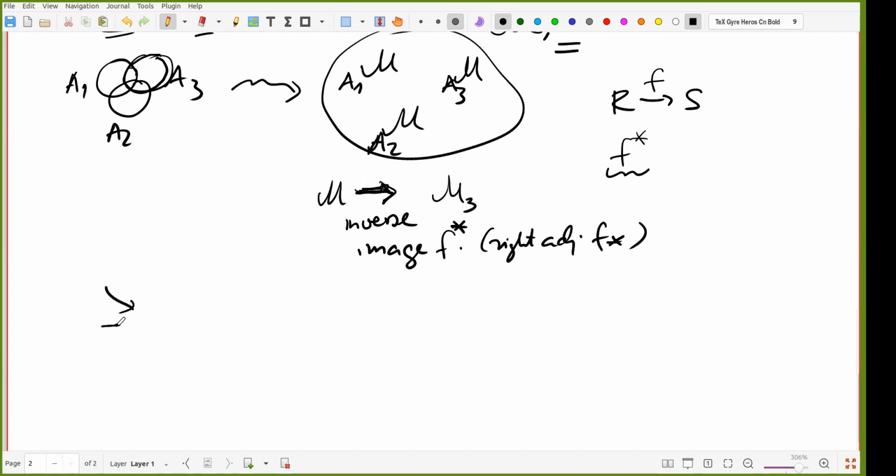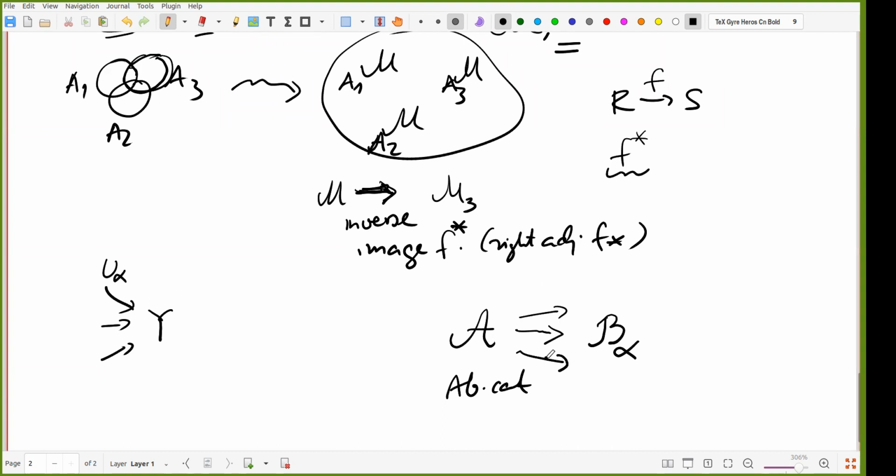So like before, I had this cover U alphas over some Y. Now I will have some big category A, for abelian category, and instead of going inside, I will have going outside, because I will look at these inverse image functors. B alpha, and there is the whole cover of such. And the right adjoint, if you would consider it, would be like this. The right adjoint is in the geometric sense.